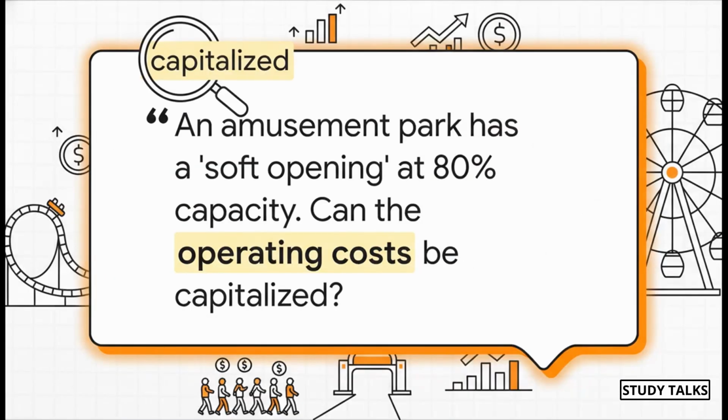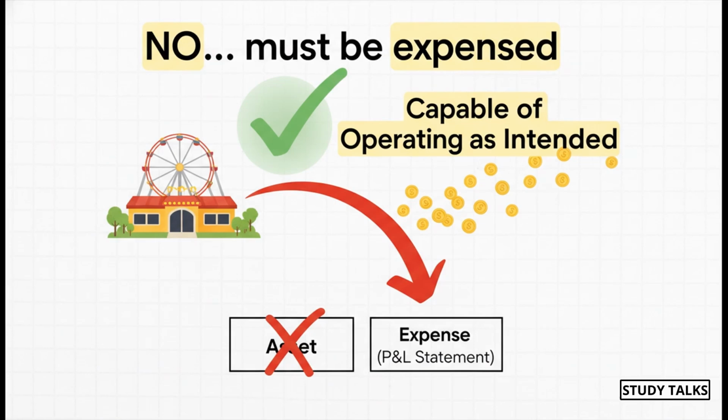Here's a really sneaky one. An amusement park has its soft opening, running at 80% capacity before its grand opening. They lose some money during this period. They argue that this was a test phase, so the losses should be capitalized. What do you think? Is this cost necessary to make the park ready for use? And the answer is a firm no. And here's the subtle trick ICAI is playing. The key phrase in the standard is whether the asset is capable of operating as intended, not whether it's operating at full capacity. Since the park was open and had customers, it was clearly capable of operating, so those costs are just regular operating costs, and they have to be expensed in the P&L. It's a small difference in wording, but a huge difference in marks.